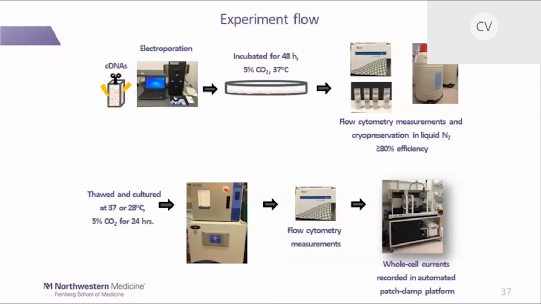The day before an experiment, the cells are thawed, and they're grown at either 37 degrees or 28 degrees for 24 hours. The day of the experiment, flow cytometry is performed again to confirm that the expression levels of the desired proteins are still on target. And then finally, we do whole cell recordings in the automated patch clamp platform. Here, while we're doing the experiments, we can also expose the cells to multiple external or internal solutions to generate a complex matrix of experimental conditions.